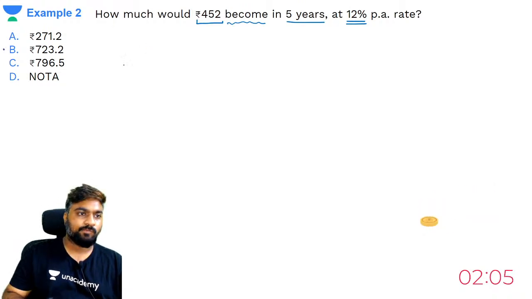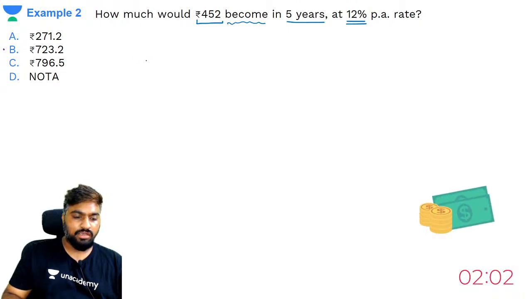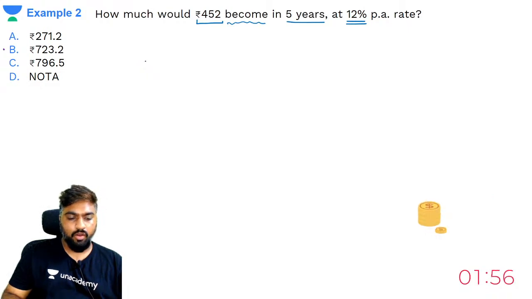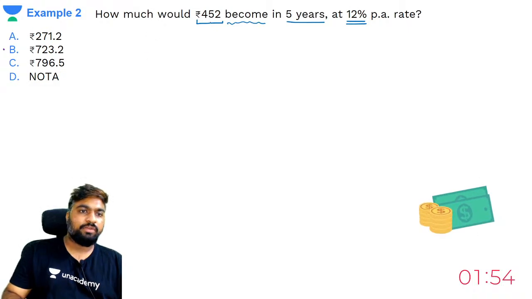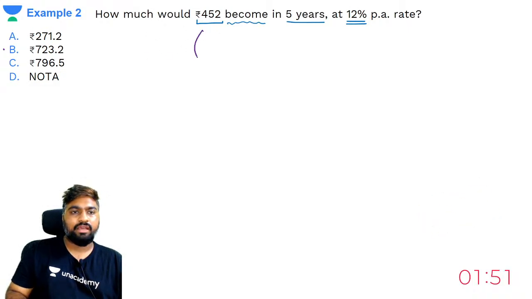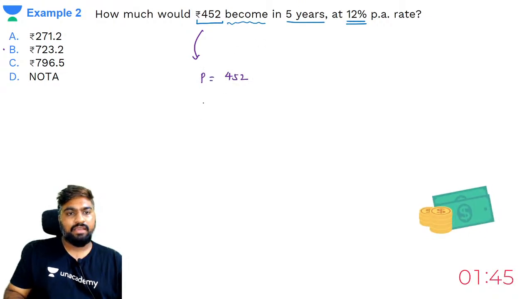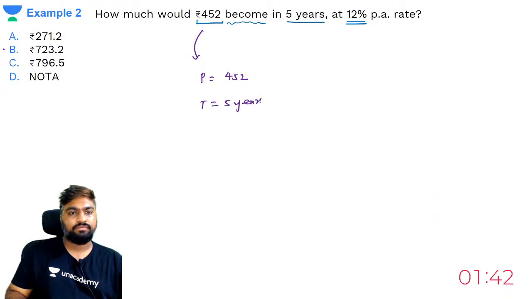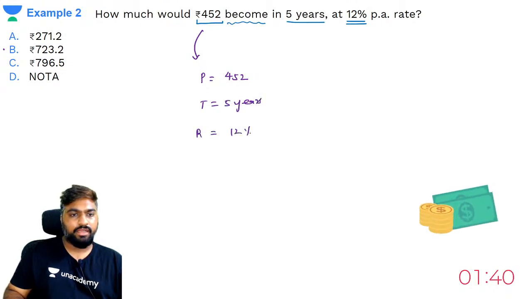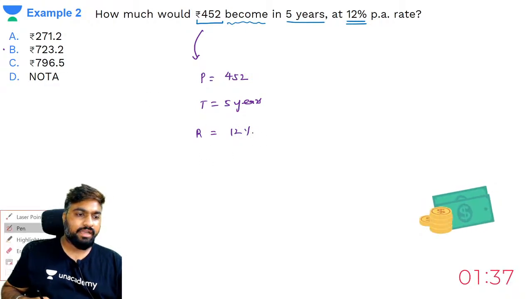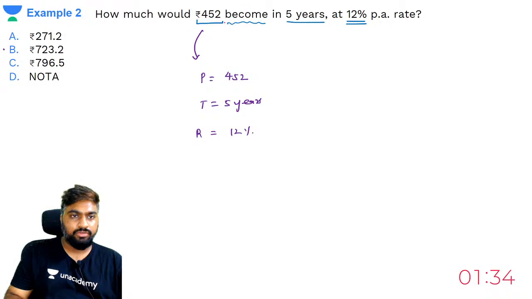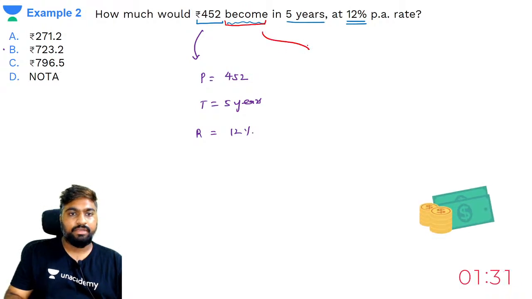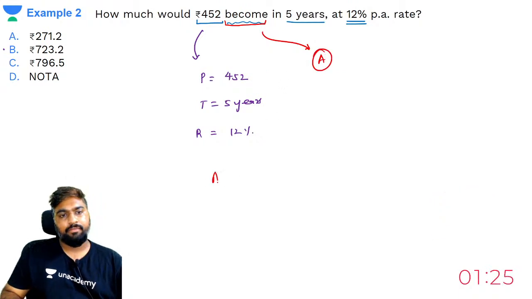Shreyashi says B, 723.2. Okay, how about others? Gaurav also says B. So how much would this become? तो ये क्या है, ये है अपना इनिशियल इन्वेस्टमेंट. So your principal is 452, time given is 5 years, rate of interest is 12%. But what are they asking? Are they asking for the interest or are they asking for the amount? They're saying how much would it become. The principal itself should become something, that means they're asking for the amount. Yes, so your amount would be equal to what?